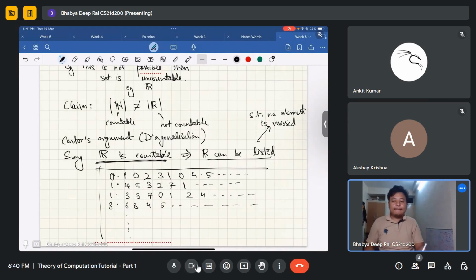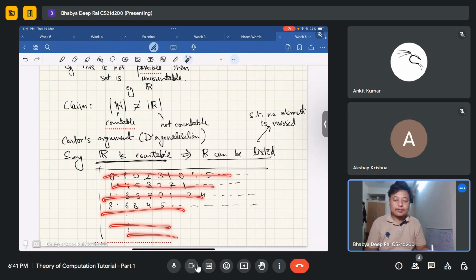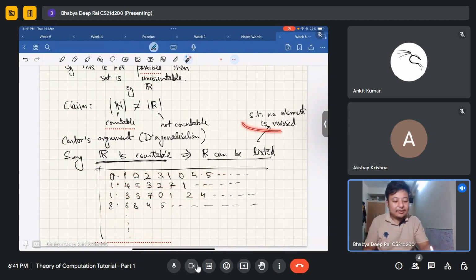Okay. Cantor said that he will show you a number that is not in this list. But how can that happen? Because no element was supposed to be missed, no? So it gives us a contradiction that R is countable. This assumption was wrong.